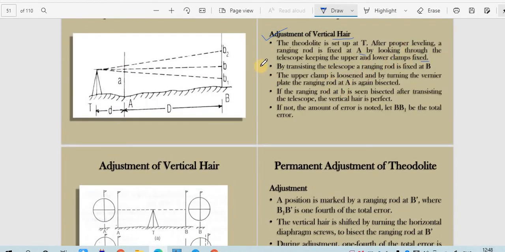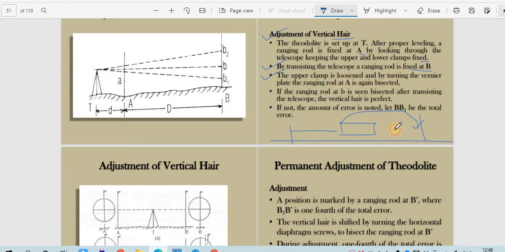Next, by transiting the telescope, the ranging rod at B is fixed. Suppose point A has been fixed, then you will turn the telescope by 180 degrees and you will fix another point which is B. Now the upper clamp is loosened, and by turning the vernier plate, the ranging rod at A is again bisected.